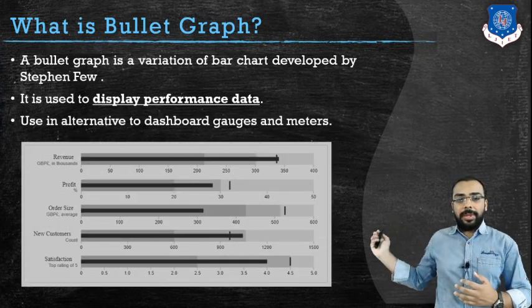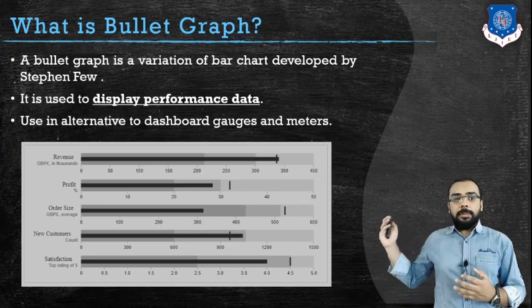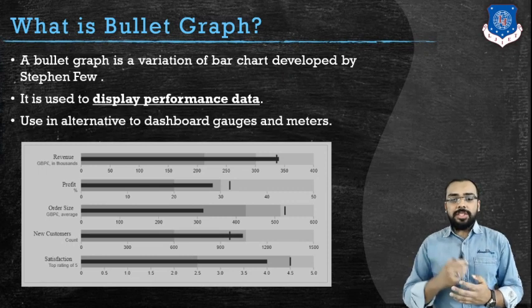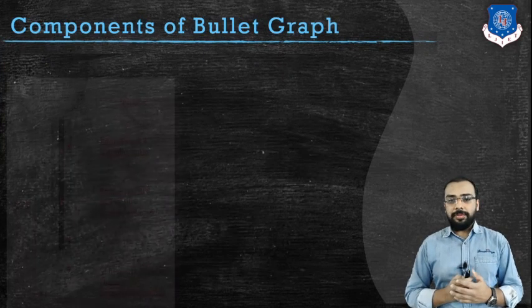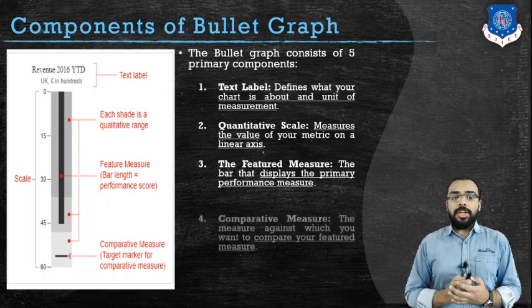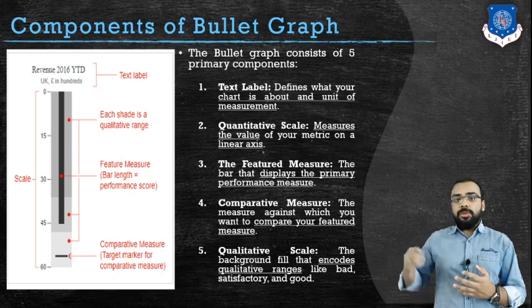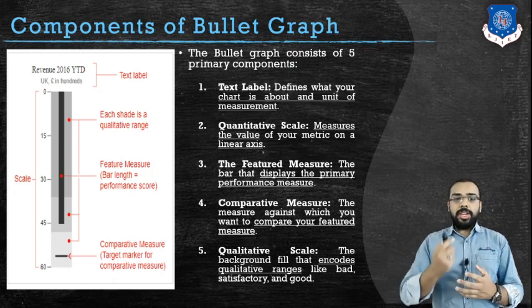Now let us see how a bullet graph looks. The figure depicts a bullet graph. This is a particular bullet graph. You can see here there are different colors and different scales. So let us understand the different components of a bullet graph. There are basically 5 primary components of a bullet graph. You can see in the figure there are different markings on a bullet graph. Let us understand each of them.